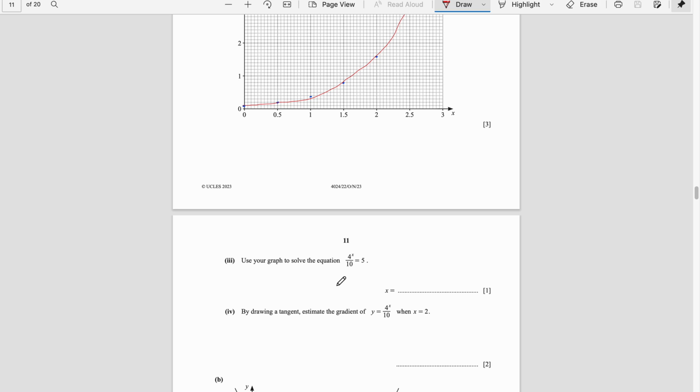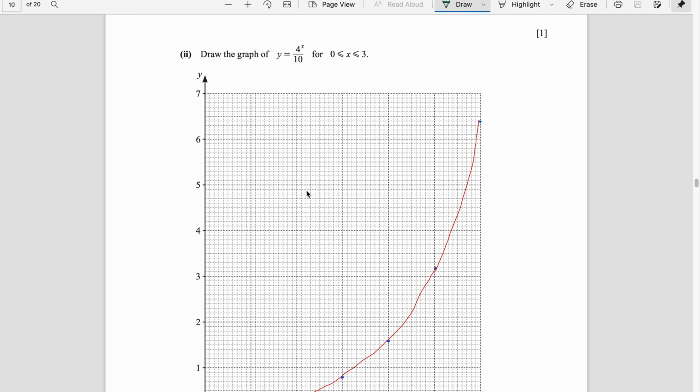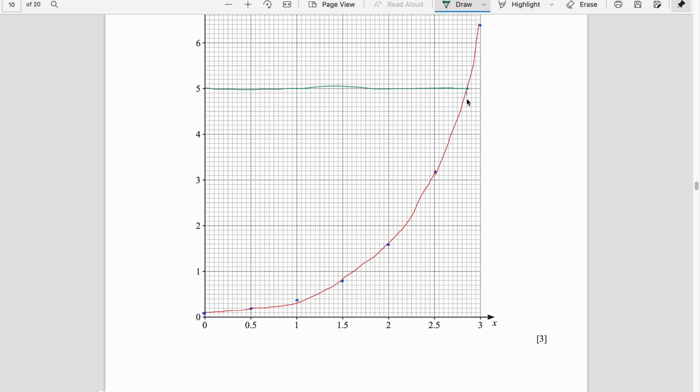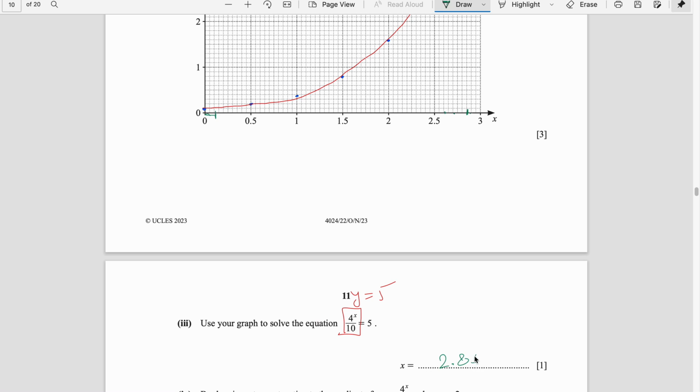Then it says use your graph to solve the equation. Notice that this is exactly equal to y, so this is y equals 5. So we go onto our graph and we draw a line of y equals 5. And the marking scheme says that this is exactly the answer. You read it from your graph. So this is the third last dot right here. And notice that this is 0.1 for two boxes. So this should be 2.6, 2.7, 2.8 and 2.85 for my graph.